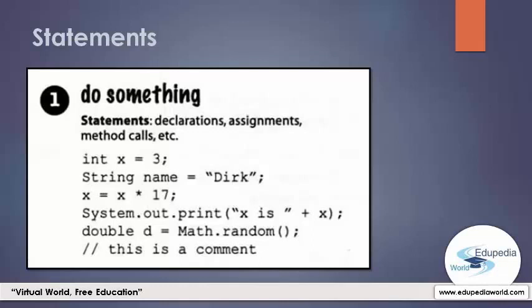Now let's take the first two statements. int x = 3, String name = Dirk. Both of these statements are variable declarations and initializations. Now the third statement is an expression. x multiplied by 17 is assigned to the same variable x. The fourth statement is a print statement, and you already know what it can do. The fifth statement is calling a method called random and assigning the return value to a double variable d. The last statement is a single line comment.